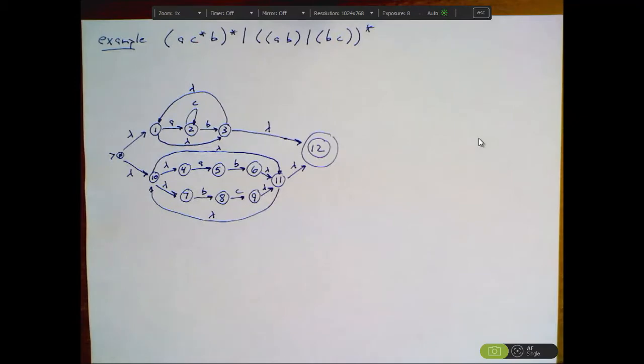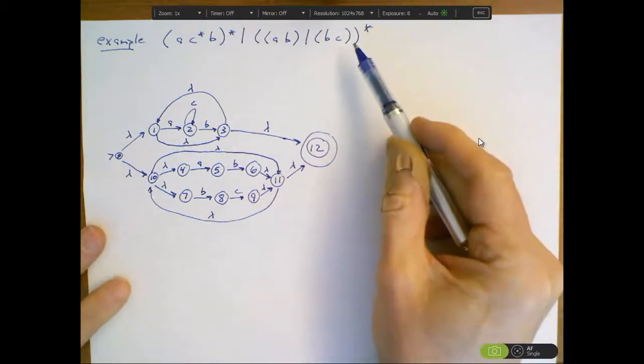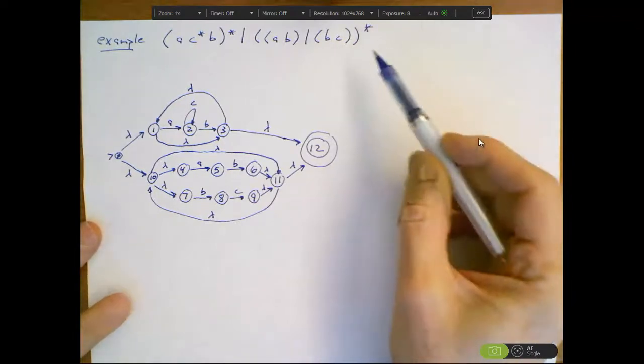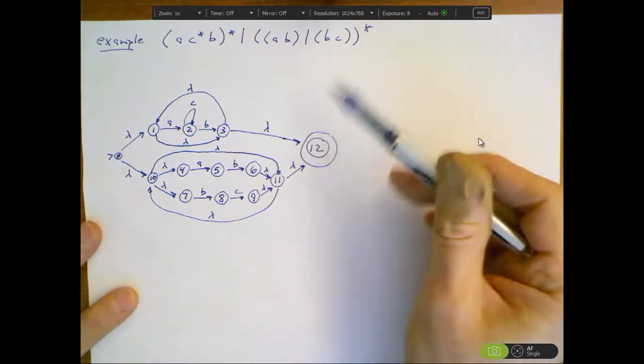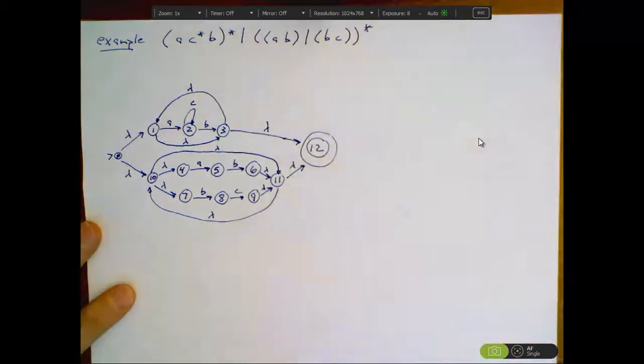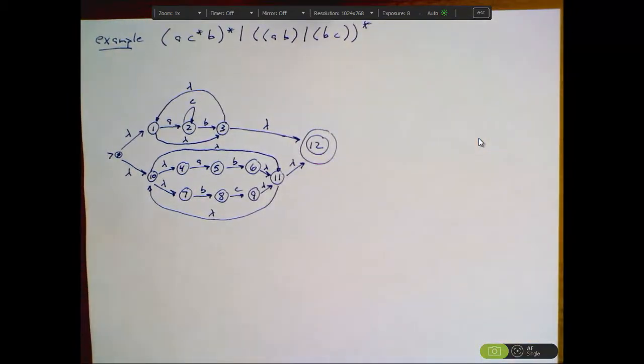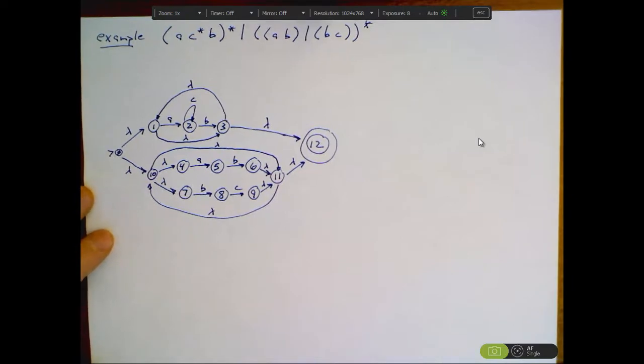Okay, so that's a review of what we did last time, where I can go from a pretty straightforward algorithm to go from a regular set to a non-deterministic finite state machine. And what I want to do now is squeeze out the non-determinism.